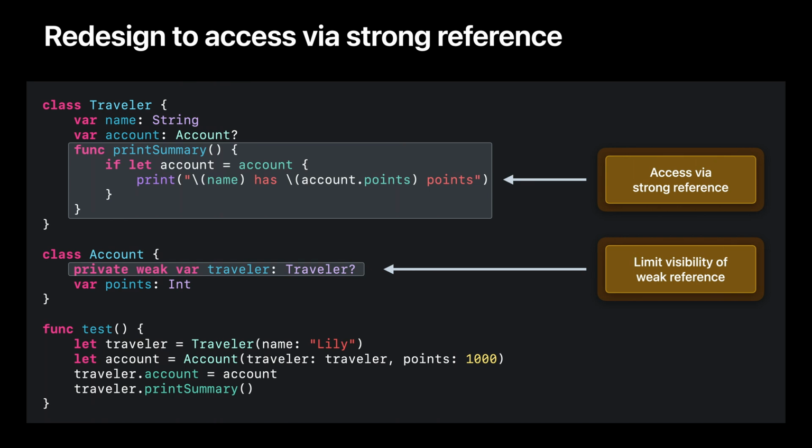Tests are now forced to call the print summary function via a strong reference, eliminating potential bugs. In addition to carrying a performance cost, weak and unknown references can expose bugs if you're not careful with class design.